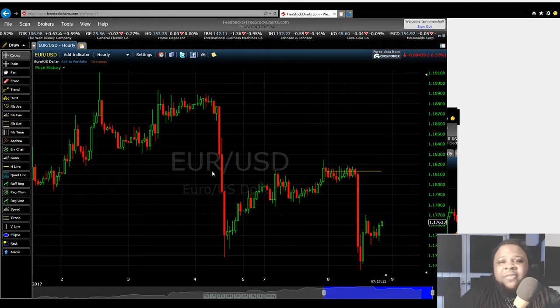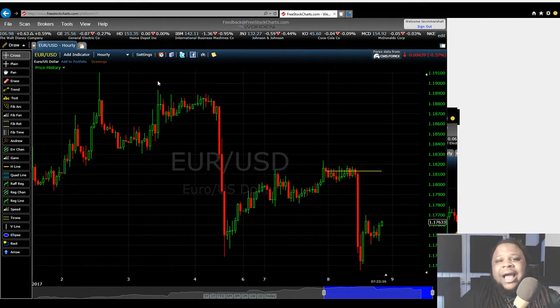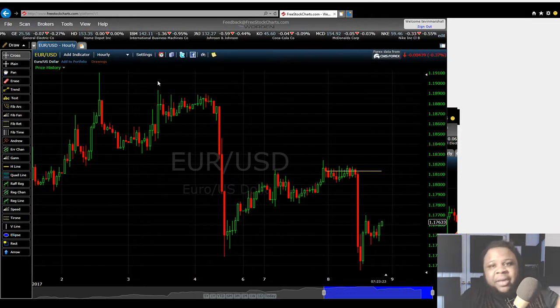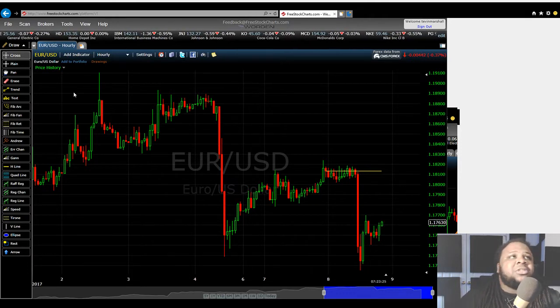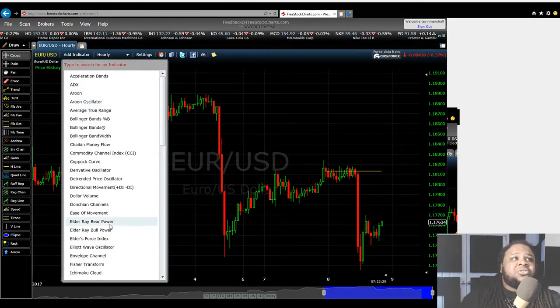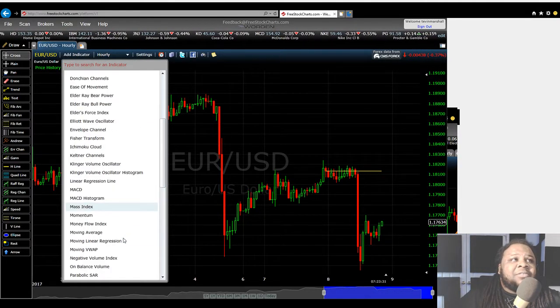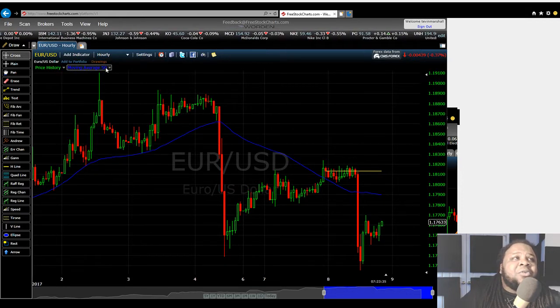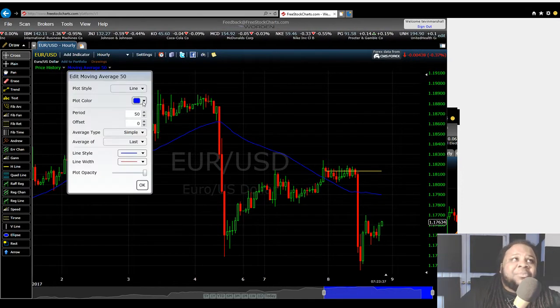And what a moving average is, it's just taking the price from a particular asset and averaging it out over a span of whatever period you may choose. So when you hear professional traders say the word moving average, the majority of the time they'll say 10-day moving average, 50-day moving average.